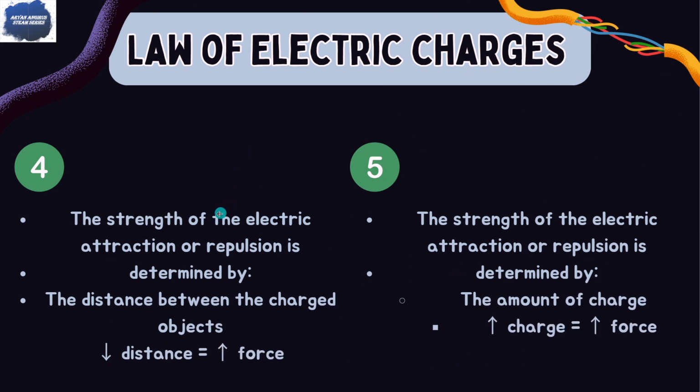The strength of the electric attraction or repulsion is determined by the distance between the charged objects. So if they're super close together, the distance is super low, that means the force will be really great. And if the distance is really far apart, that means the force will be really little. The strength of the electric attraction or repulsion is also determined by the amount of charge. Higher the charge, higher the force. Lower the charge, if there's very, very little charge, the force will also be very little.